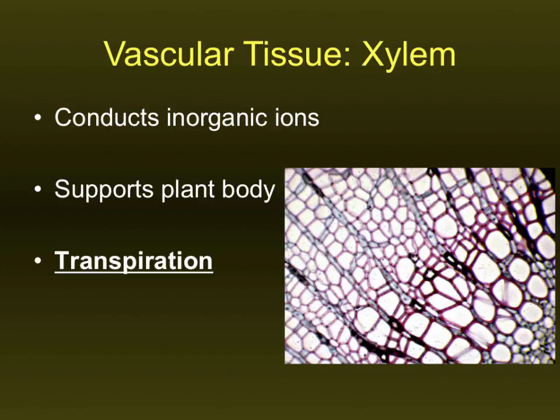The process by which water evaporates from the leaves in a plant is called transpiration. So we see water evaporating at the leaves from stomata, and the evaporation of that water from the leaves allows water to move all the way up through the body of the plant from the roots.